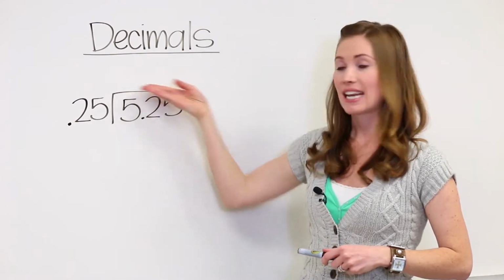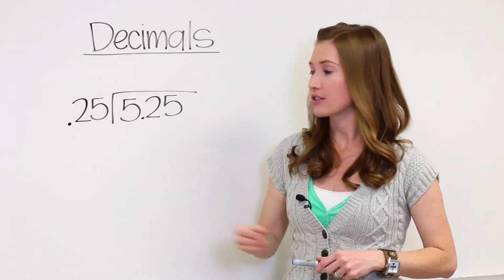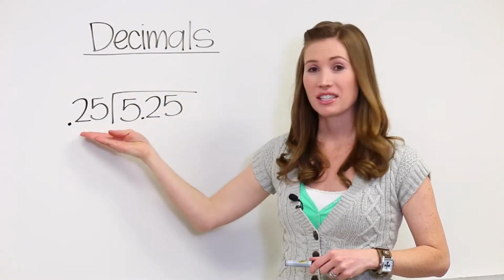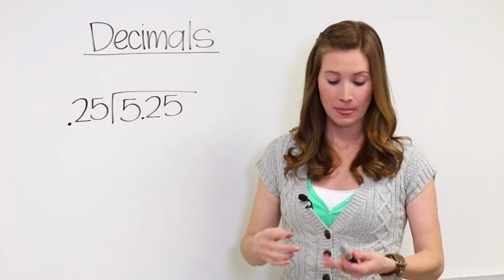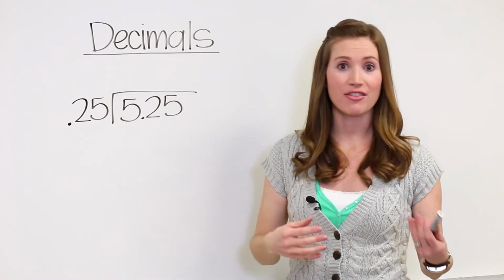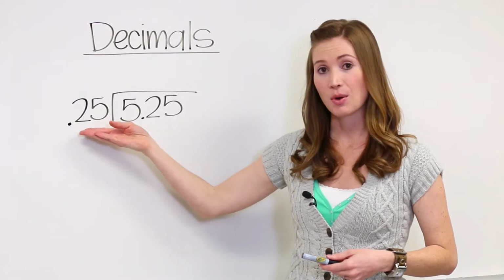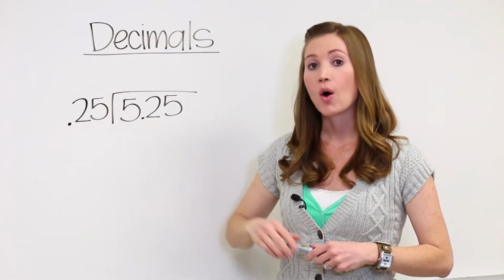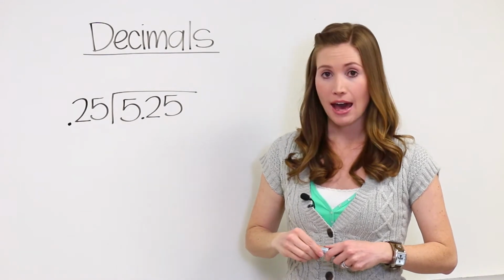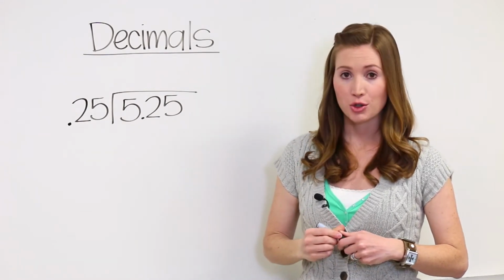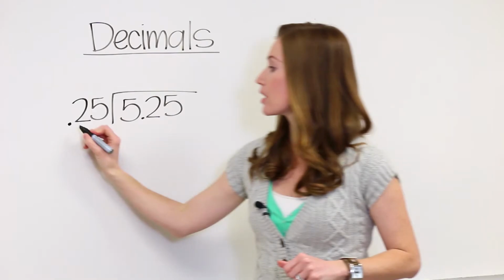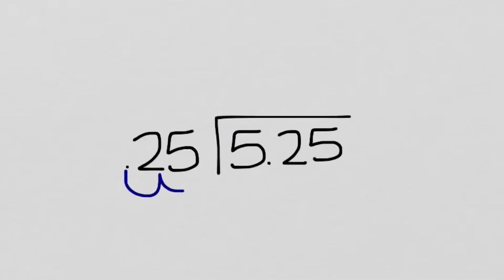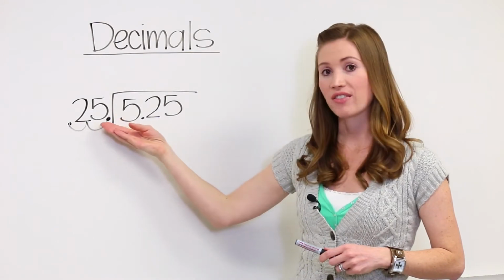Now when we're dividing numbers, it's much easier to divide our dividend by a divisor that's a whole number, 5, 7, 12, 15, than it is a decimal. So our first step is to make our divisor a whole number. We do that by moving the decimal point 2 places to the right. 1, 2. 25 hundredths is now 25.